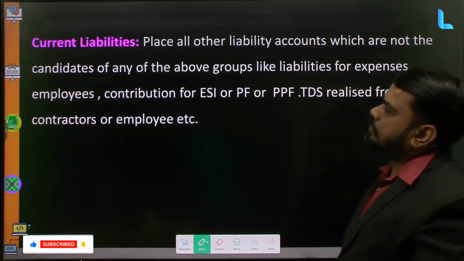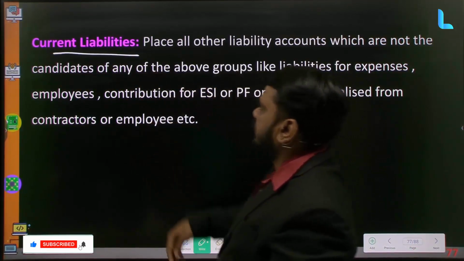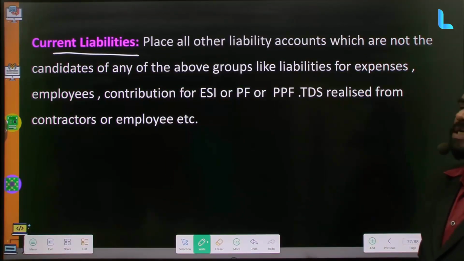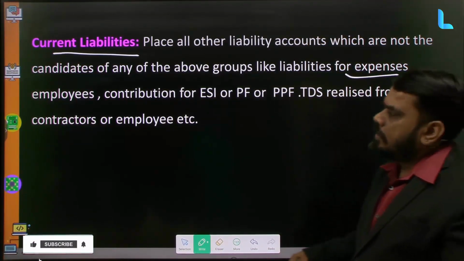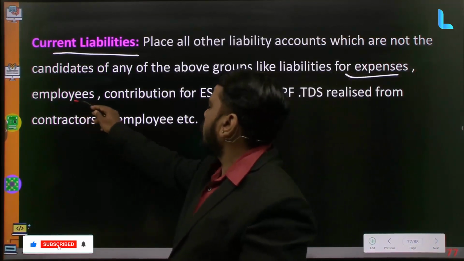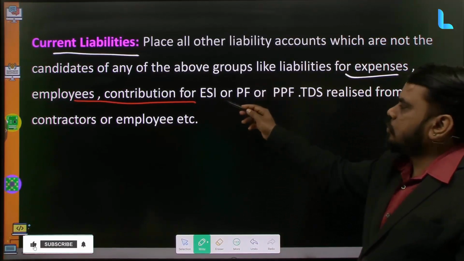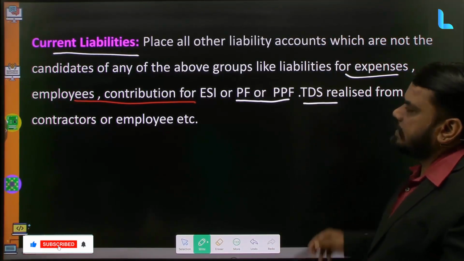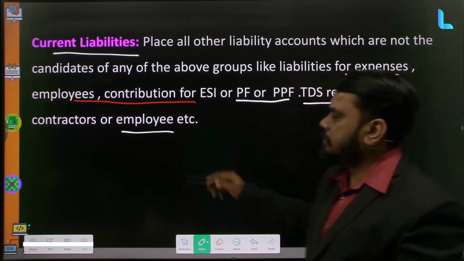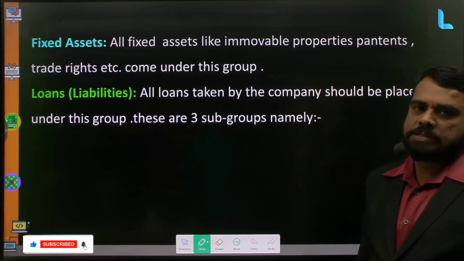Next, one more account group we have is current liabilities itself. All other ledgers of liabilities are placed under this particular account group. Examples are expenses towards the employees, contribution towards ESI (Employee State Insurance), PF or PPF, or TDS, etc. These are placed under this account group, also called current liabilities.